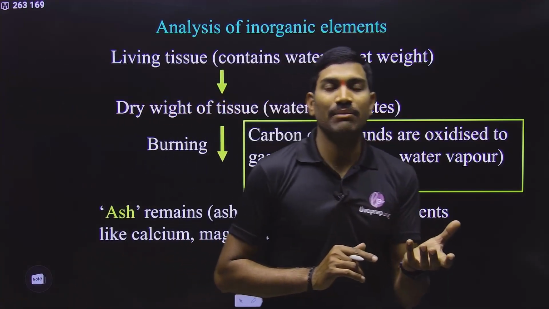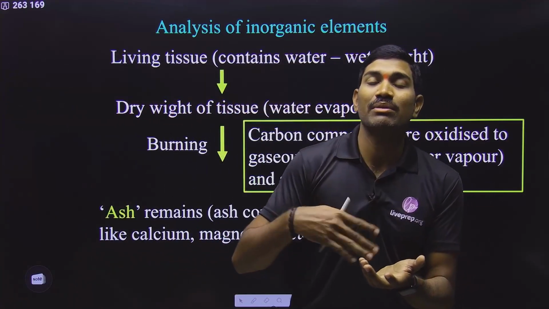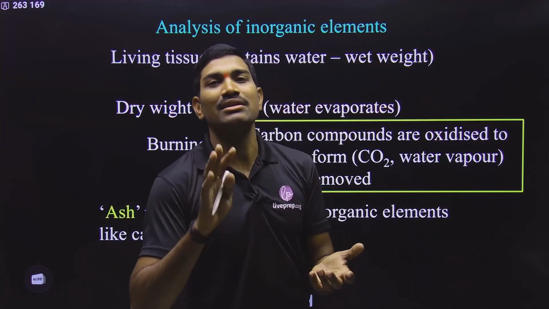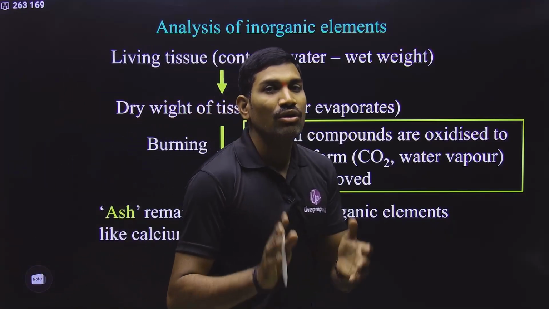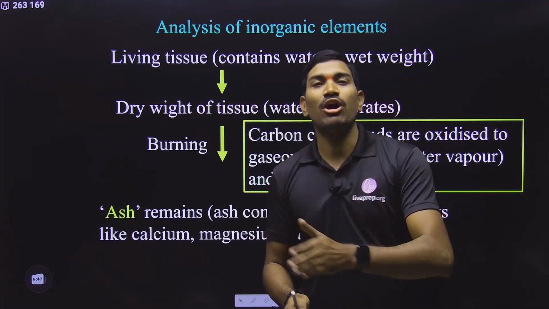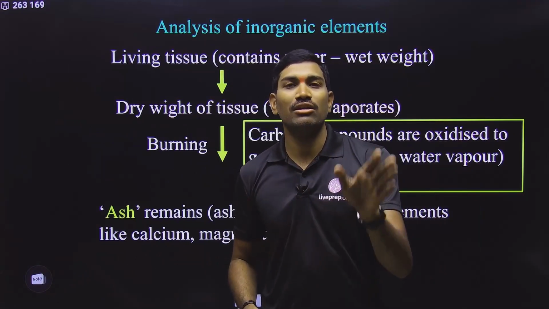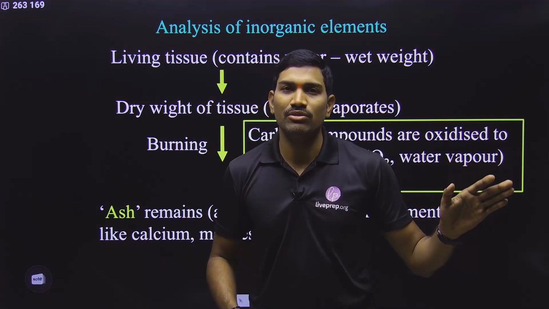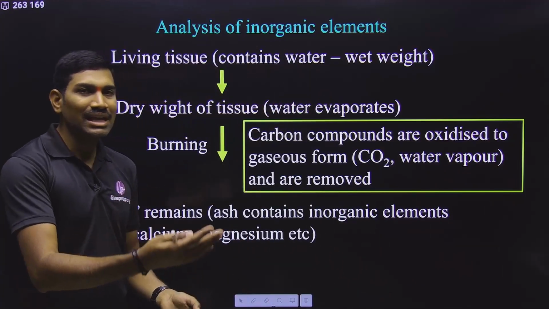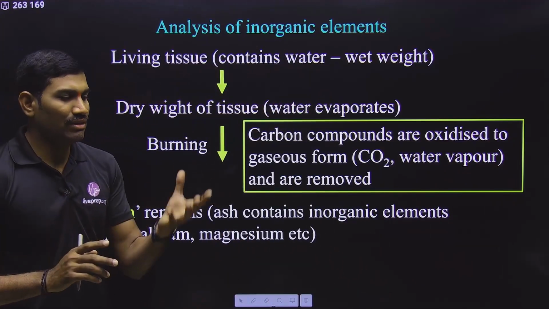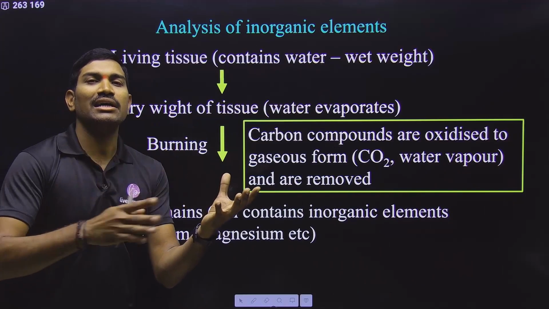Once you are burning, what happens? All the carbon compounds will be evaporated in the form of water and CO2. Please remember, burning of living tissue will result in removal of carbon compounds, organic compounds. All the organic compounds will be removed, generally in the form of water and CO2. So in this way, you have removed organic compounds from the tissue.